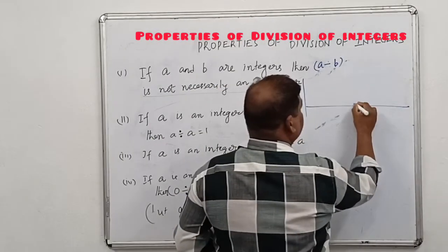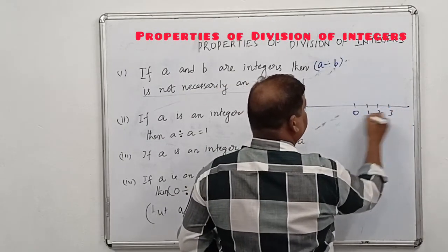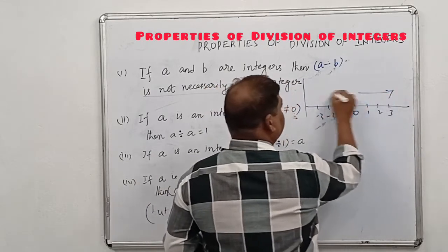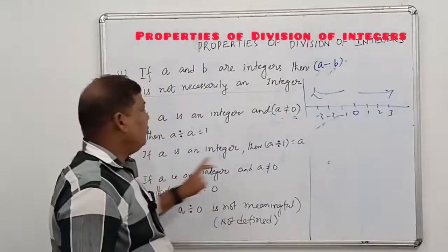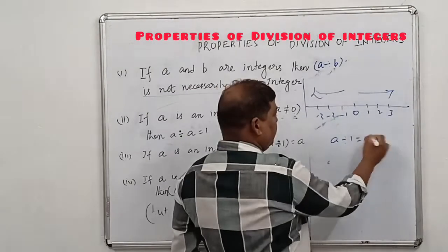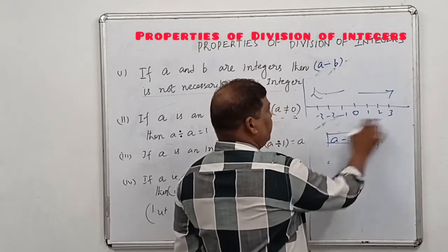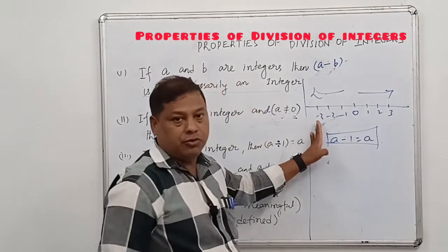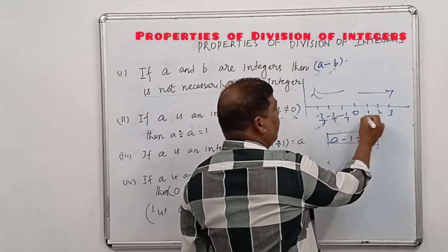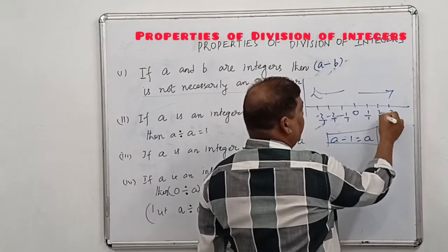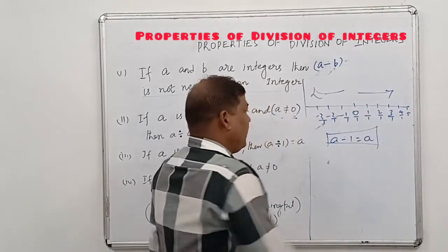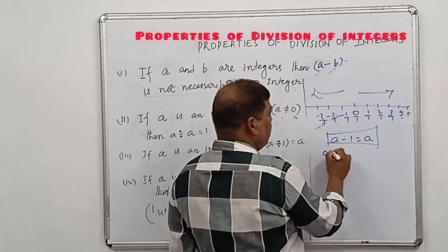सॉरी, नंबर लाइन 0 1 2 3 -1 -2 -3. These are the positive integers, these are the negative integers. So a upon 1 is equal to a. सी जितना भी आप नंबर लाइन में जो इंटीजर्स दिख रहा है, हर इंटीजर के नीचे यहाँ पे 1 रहेगा. That is 1 by 1, 2 by 1, 3 by 1, 4 by 1, 5 by 1, 0 by 1. क्लियर.